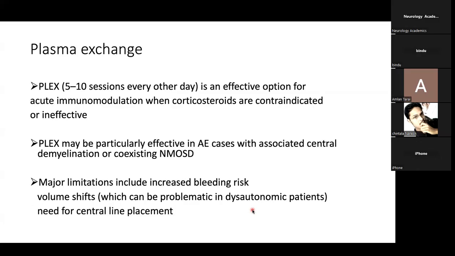Now come to the plasma exchange. Plasma exchange, actually 5 to 10 sessions every other day, is an effective option for acute immunomodulation when corticosteroids are contraindicated or ineffective. PLEX may be particularly effective in autoimmune encephalitis cases that are associated with central demyelination or coexisting NMOSD. Major limitations include increased bleeding risk, volume shift, which can be problematic in the dysautonomic patient, and another condition, the need for a central line for PLEX therapy.